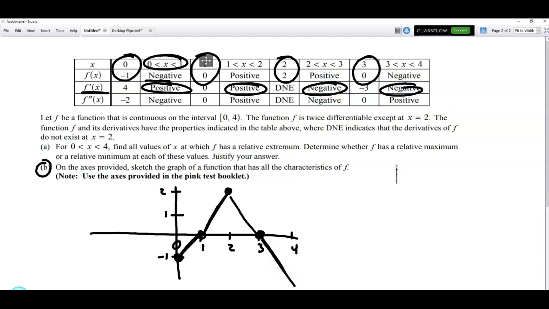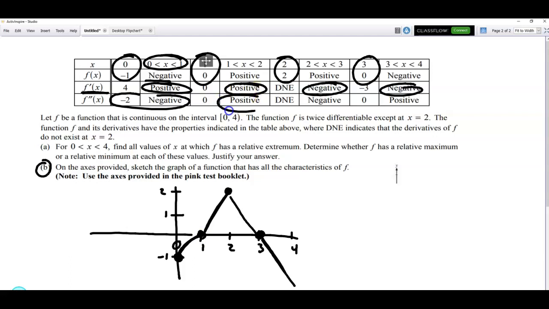All right. Now we're going to do our concavity. Now I'm noticing that from 0 up to 1, we have a negative concavity. So it should be concave down. So now I'm going to come over here. I'm going to take this, and it needs to be concave down with a positive slope. So that would look like this. Concave down, but still a positive slope. So I'm going to bend it like that.